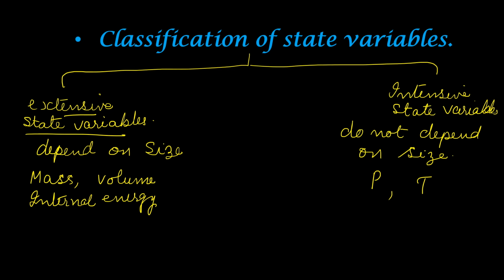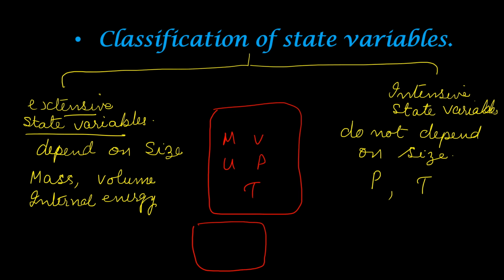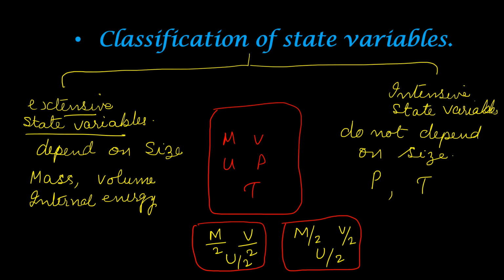Let us understand it better. Suppose we have a system and it is described by the state variables mass, volume, internal energy, pressure, temperature, etc. This system is in thermodynamic equilibrium. If such a system is divided into two, that is, partitioned into two equal halves, the magnitude of which state variables will be affected by this? Mass, volume and internal energy will become half that of the original. So we understand mass, volume and internal energy depend upon the size of the system.